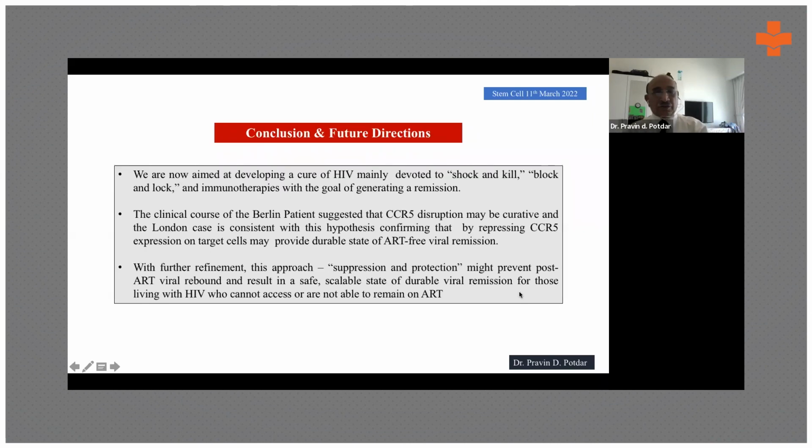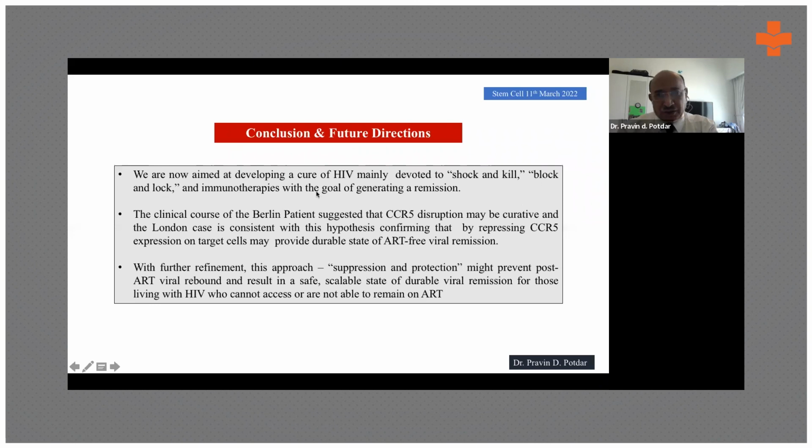And in conclusion and future direction, we now aim to develop a cure for HIV, mainly devoting to shock and kill, which is antiviral treatment. Block and lock, which is the present, which we are doing, and other stem cell therapy. And immunotherapy is a new branch where you can increase the immune response of your cells. You must have heard about CAR T cells, so such innovations are already going on, with the goal of generating remission. So there are a lot of avenues.